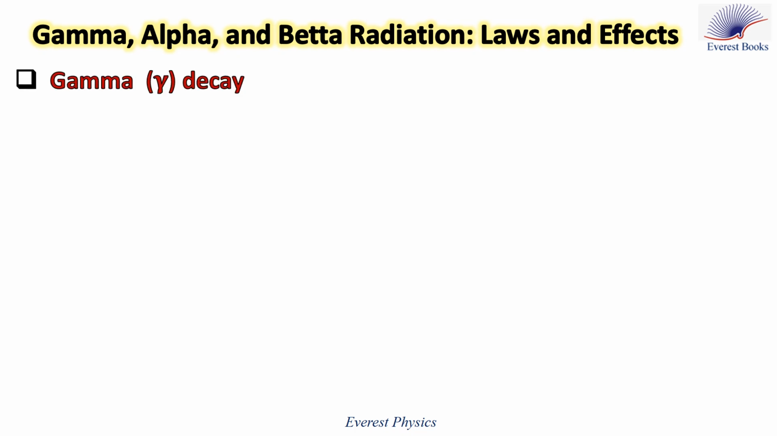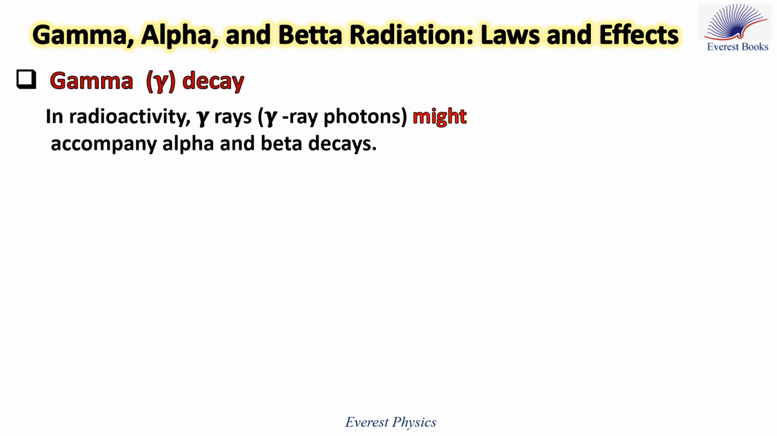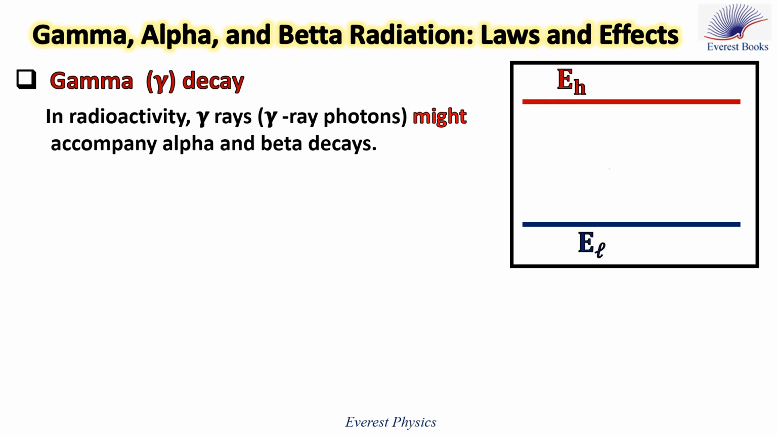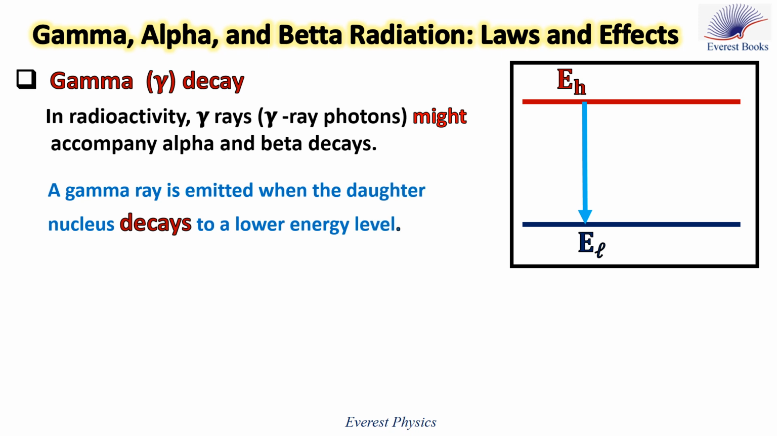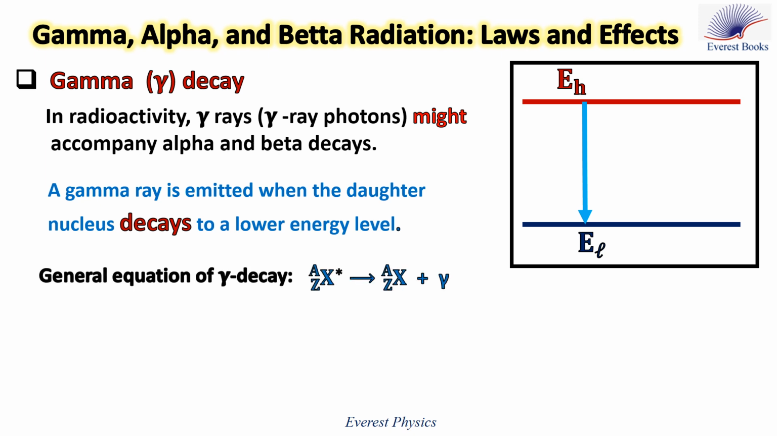We start with gamma decay. In radioactivity, gamma rays might accompany alpha and beta decays. If the daughter nucleus is produced in an excited state, it returns to the ground state directly by emitting one photon or in several steps by emitting more than one photon. Then, a gamma ray is emitted when the daughter nucleus decays to a lower energy level. The general equation for gamma decay: X-A-Z star decays to X-A-Z plus gamma. The star is used to indicate that the nucleus is in an excited state.